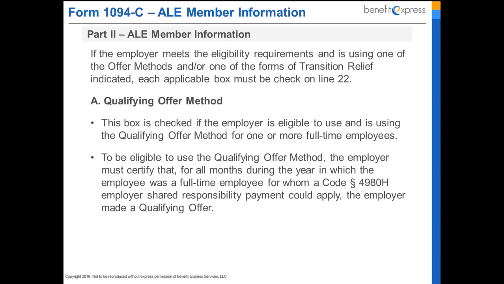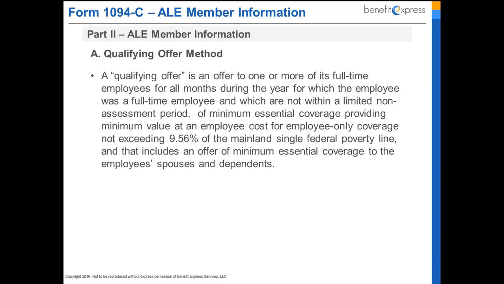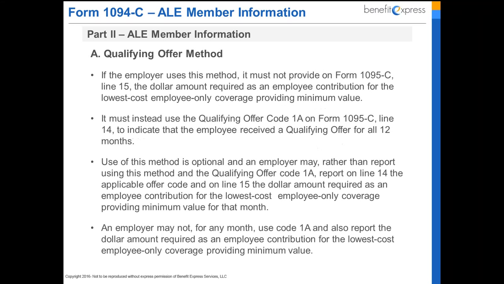for one or more full-time employees. Here, a qualifying offer is an offer to one or more full-time employees for all months during the year for which the employee was a full-time employee and did not pay more than 9.56% of the federal poverty line. You can check box A. Now, if you check box A, this explains that there's an alternative method to do reporting. You can do it. You have to use 1A, again on line 14.